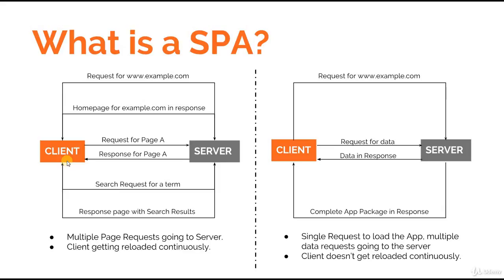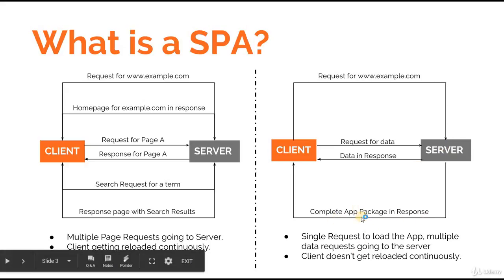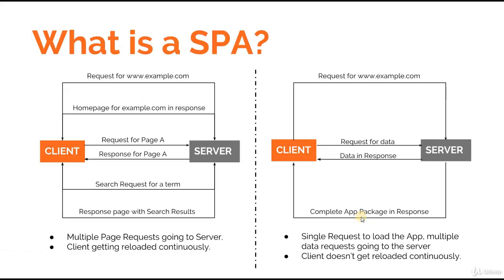Okay, now if example.com was a single page application, as can be seen here, only a single request would go on to the server to fetch the example.com website, and then the server, instead of responding back with a home page of example.com, would respond back with a complete application package. Okay, and this complete application package will contain everything that is needed to run the whole example.com as a single page application.